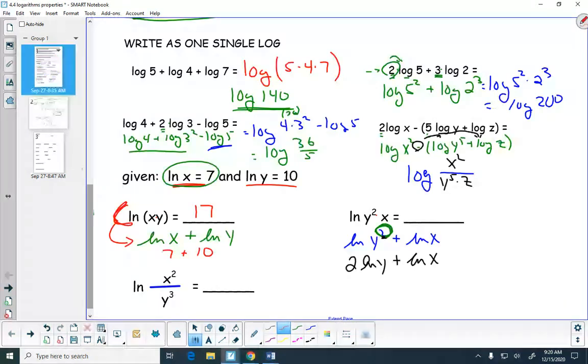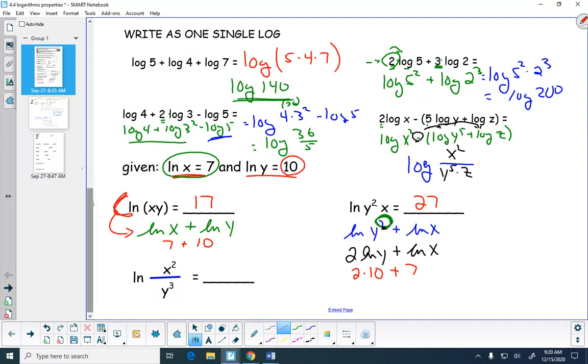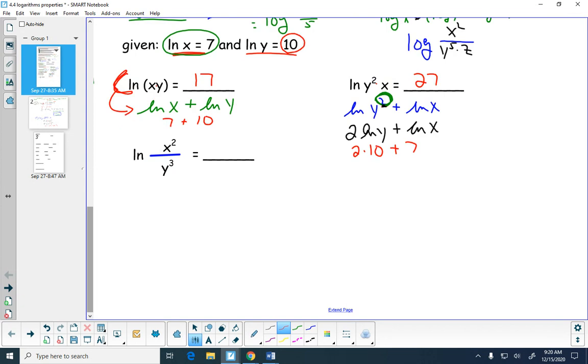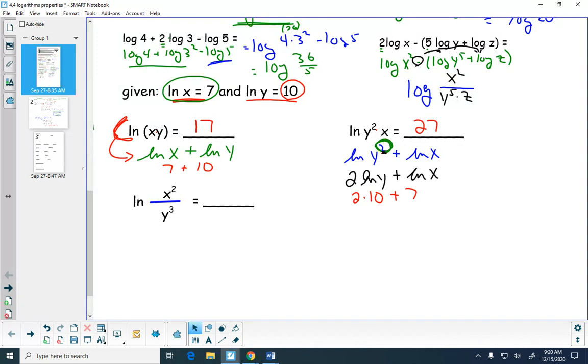The ln of y, once again, is a value of 10. So we have 2 times 10 plus the ln of x, which we know is a value of 7. So we have 20 plus 7, or 27. Not the ln of 27, just 27. Okay, next one. First, separate into their own separate logarithms. We have division here. So use your division. What do we do when we have two things being divided within the logarithm? How can we separate them into their own separate logs?